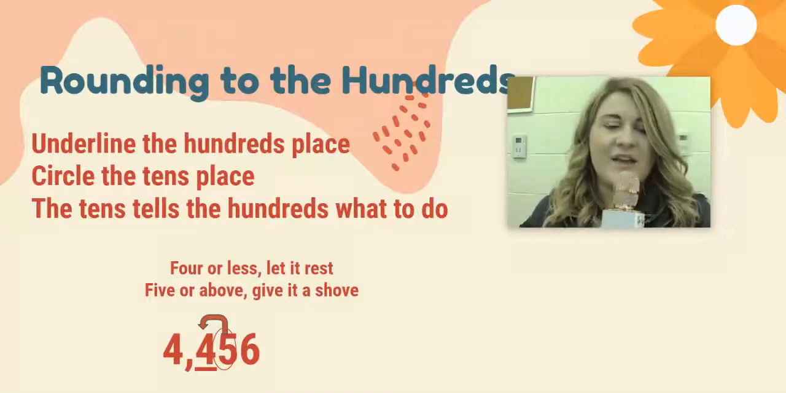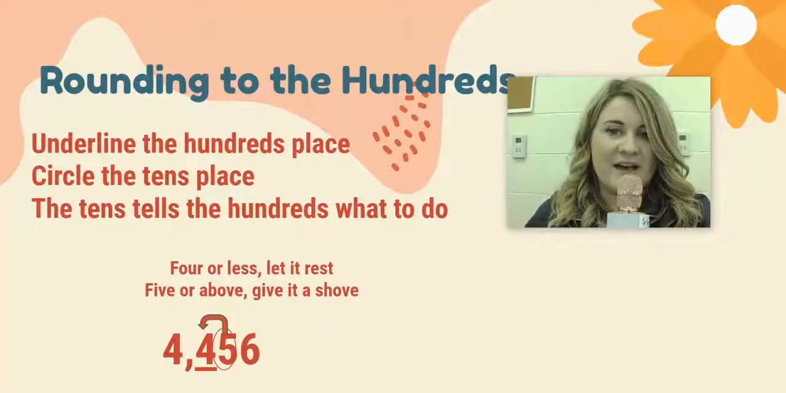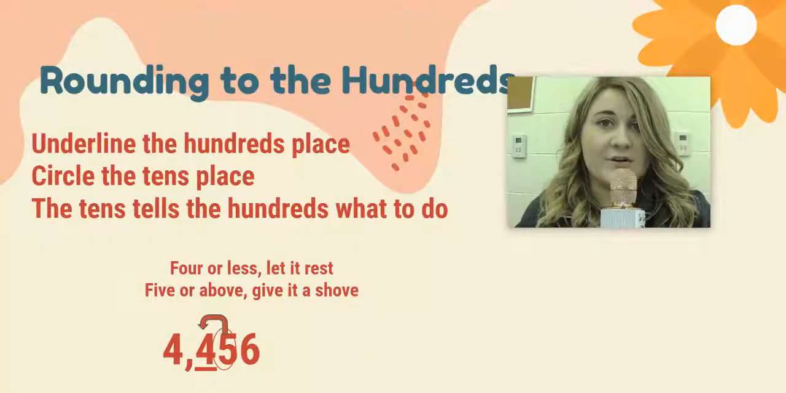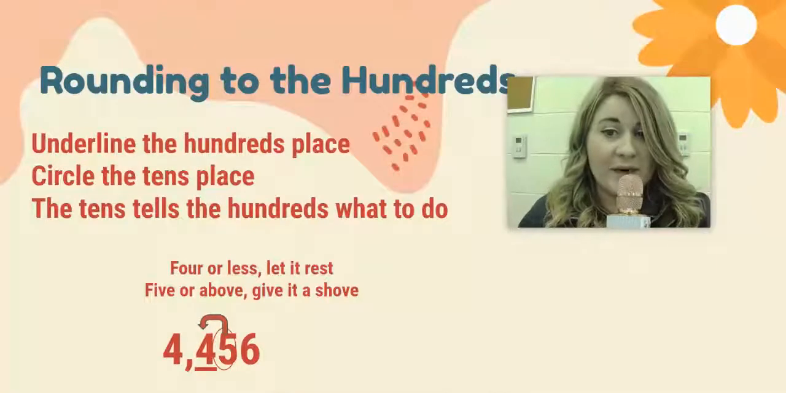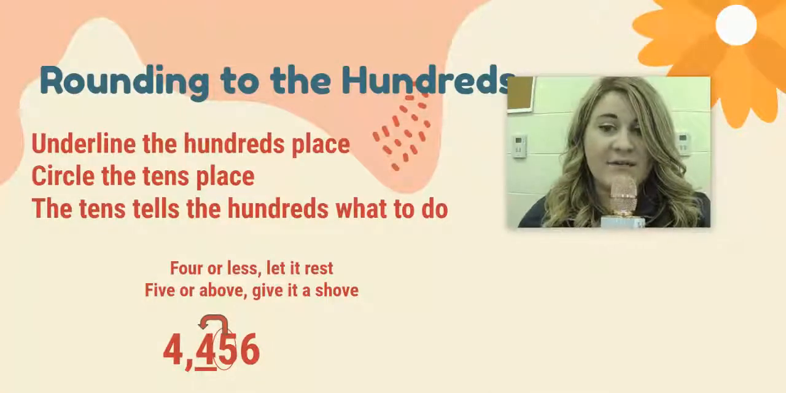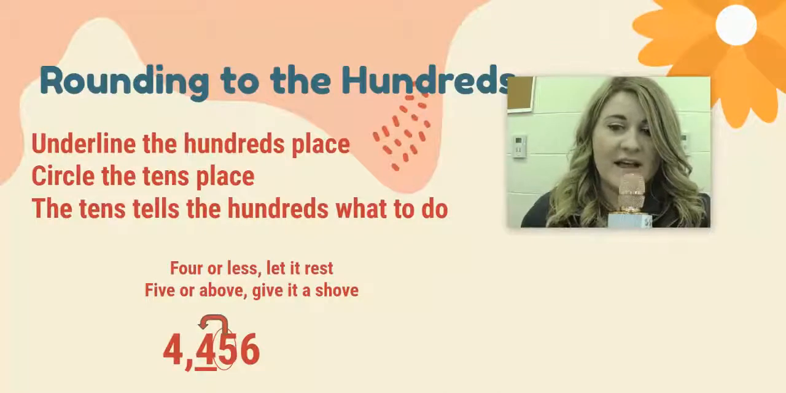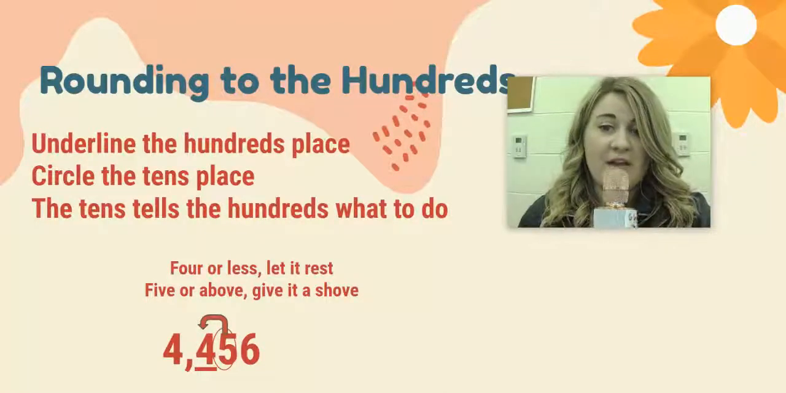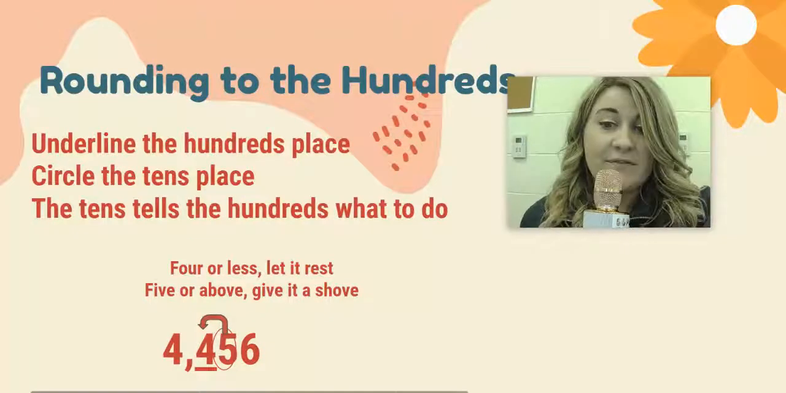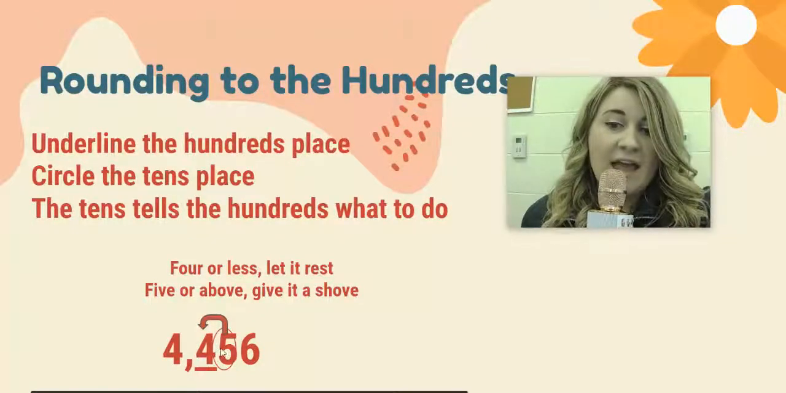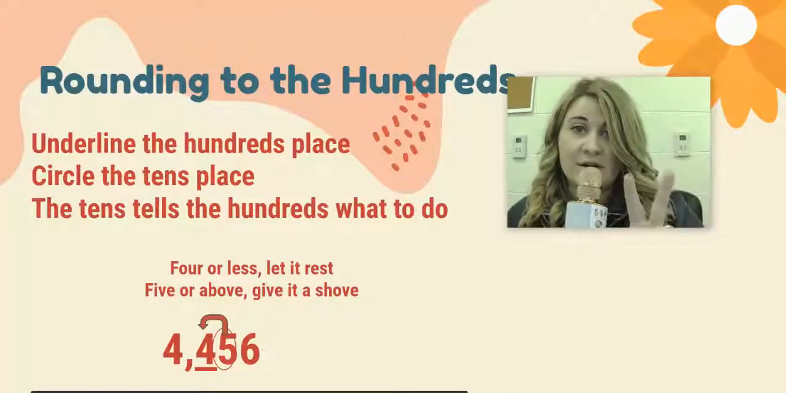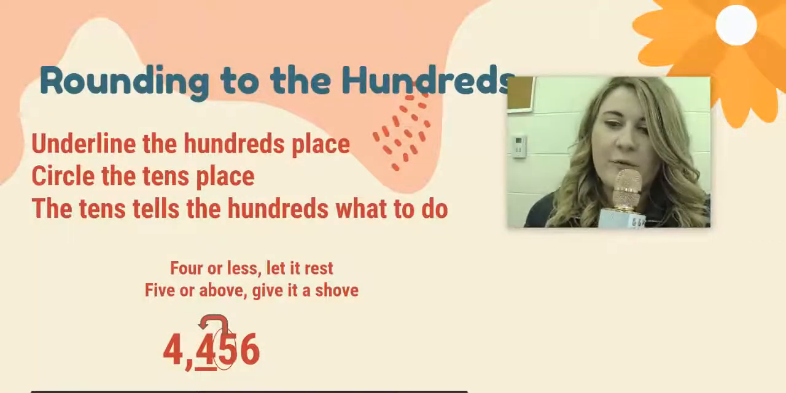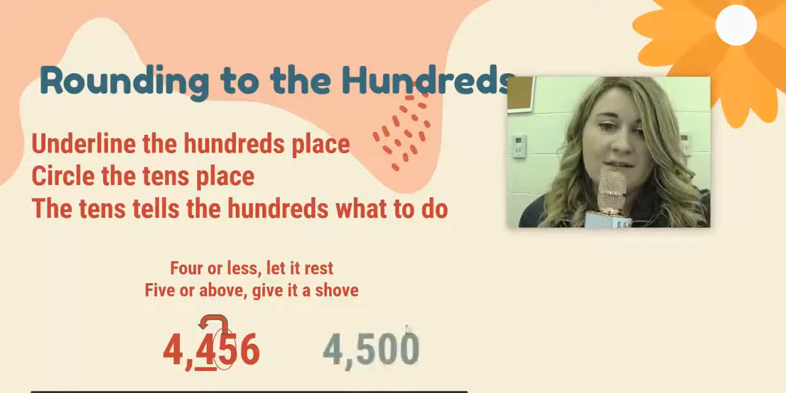Next, what if we are rounding a hundreds place in a 4-digit number? It's the same thing. You underline the hundreds place and circle the BFF. So I underline the 4 because it's in the hundreds place, circle the 5 because it's the BFF, and the 5 is telling the 4 to what? 4 or less, let it rest. 5 or above, give it a shove. That's 5 or above, so we're going to give the 4 a shove. After 4 comes 5. So this 4 is going to change to a 5, and then this 5 is going to change to a 0, and this 6 is going to change to a 0 because we need 2 zeros to round to the hundreds place. And the 4 in the thousands place is just going to pop right on over. So our answer here is 4,500.